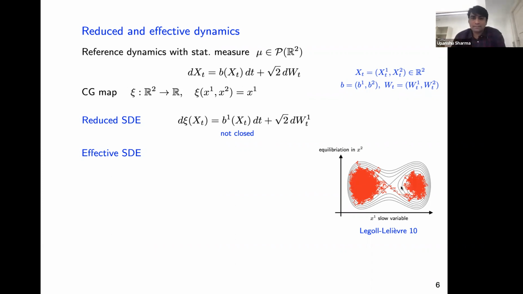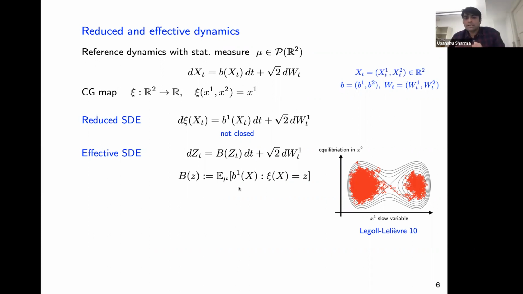This was the idea they used, and they said, okay, let's write down a new variable, z t. Now, same noise, but now we average out this dependence on the x2 variable with respect to the invariant measure. I will explain what this expectation means in a second. Essentially, you take the dynamics on x1, you take the b1, and you average out the dependence on x2 with respect to this stationary invariant measure.